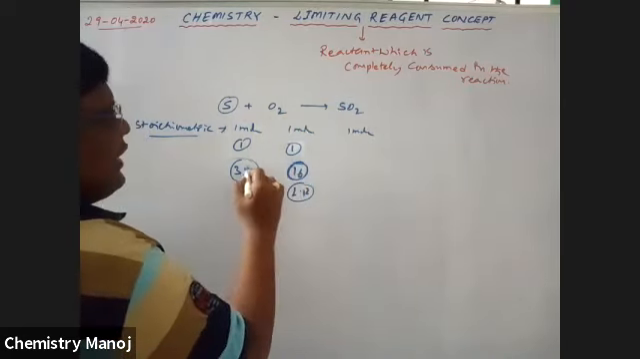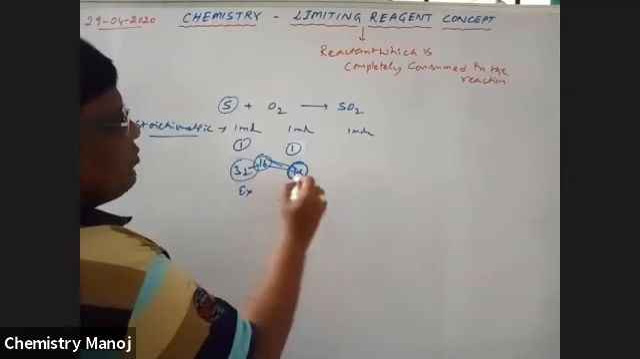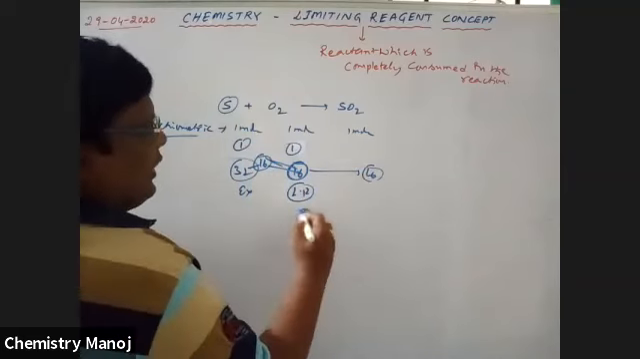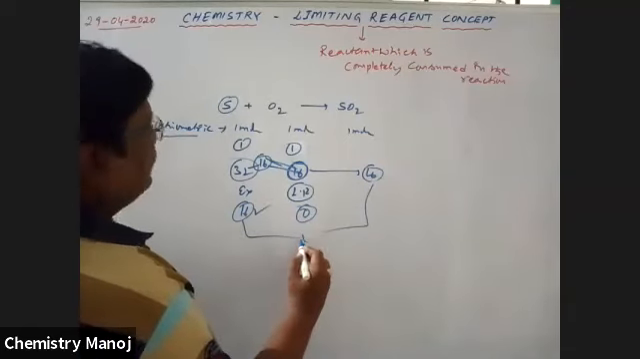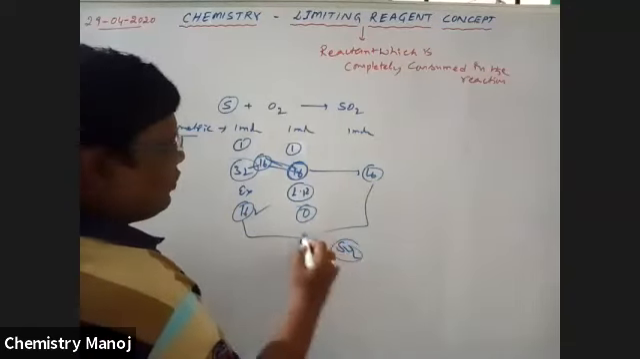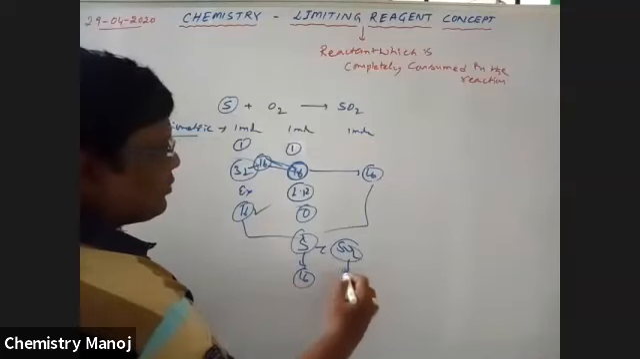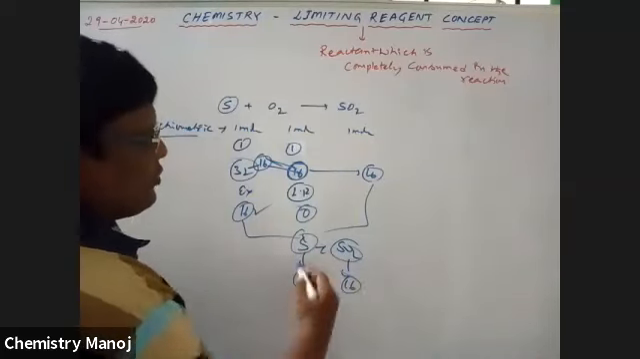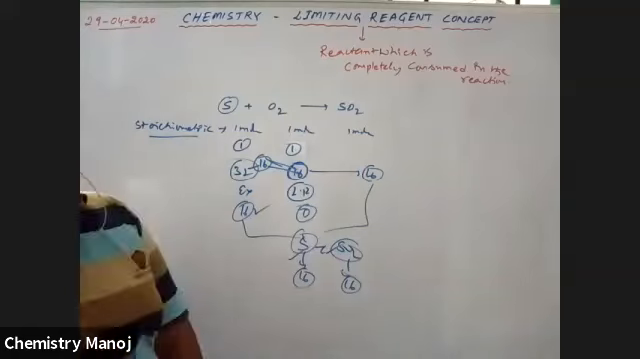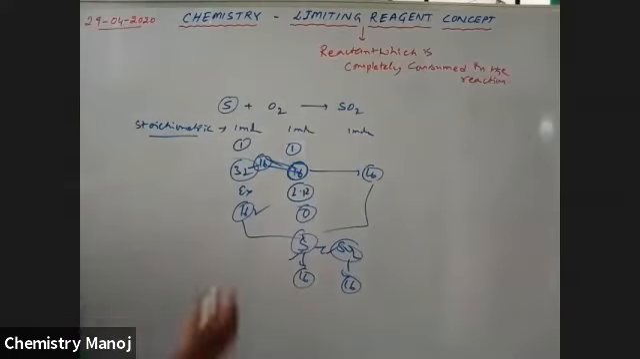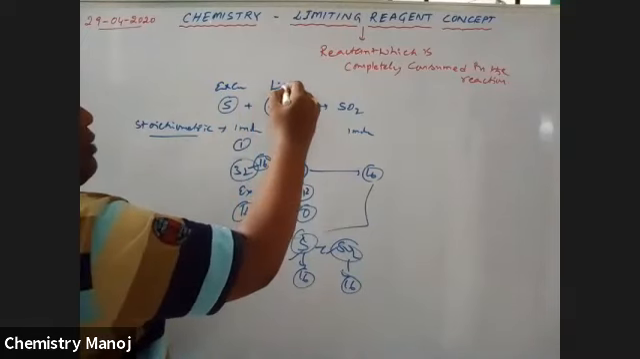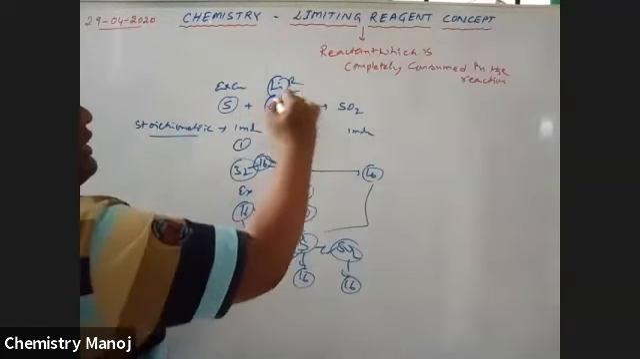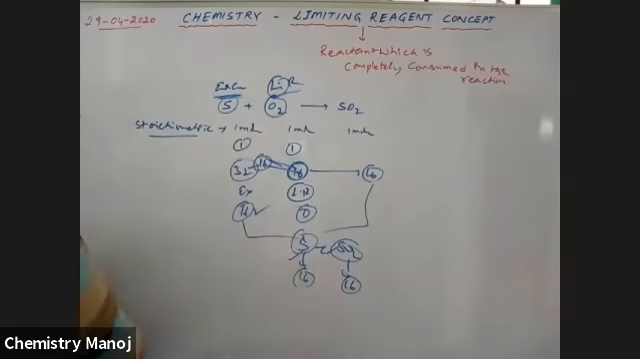Of this, 16 grams is involved in the reaction. That means 16 grams of SO2 is formed. In the final mixture, we have both sulfur and SO2. Sulfur is how much? 16 grams. SO2 is how much? 16 grams. So sulfur is in excess amount. O2 is the limiting amount. That is why oxygen is taken as limiting reagent, sulfur is taken as excess reagent.